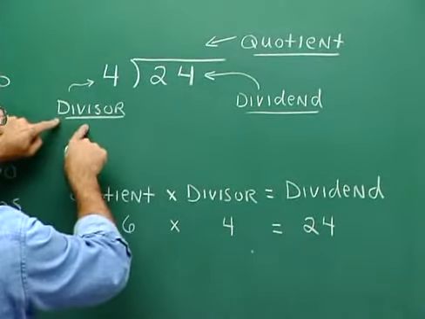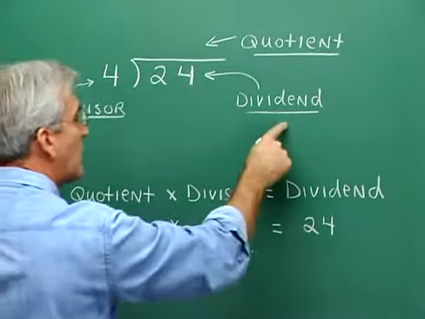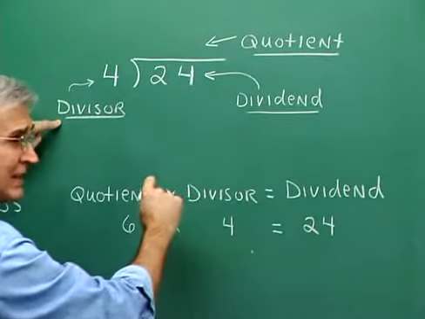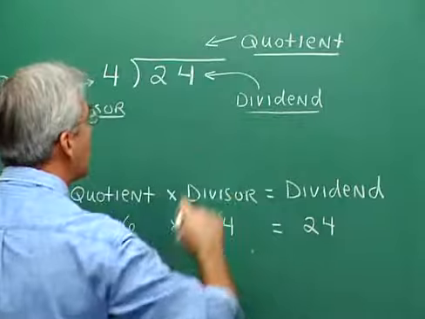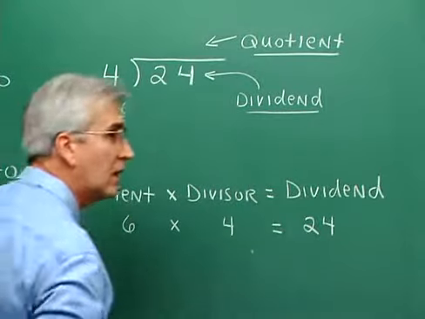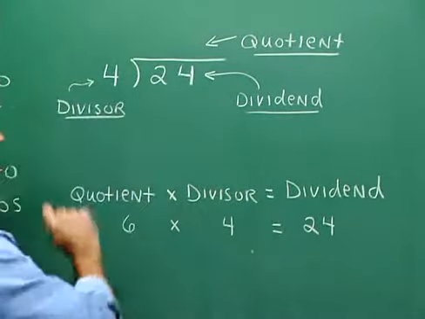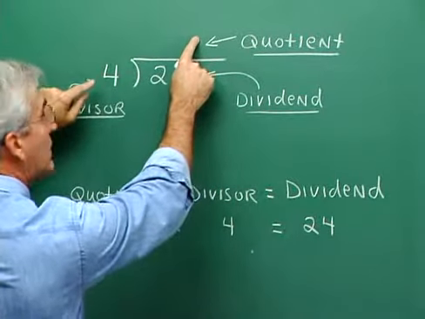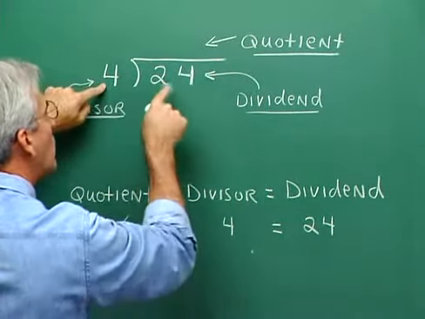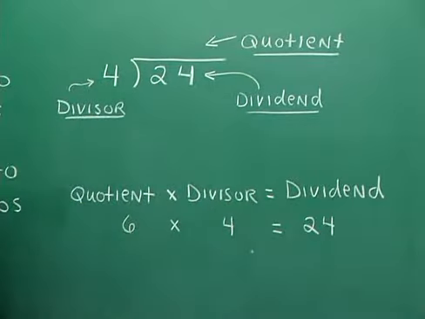The 4 is called the divisor, 24 is called the dividend, and the answer in the process is called the quotient. Now, in this division business, we're separating into equal groups. How many equal groups, with 4 in each group, will make 24? It turns out to be 6.